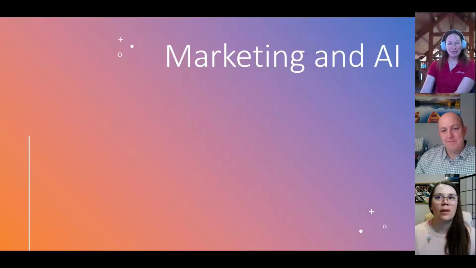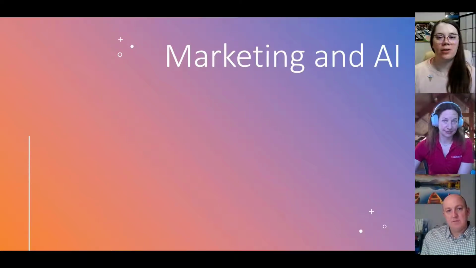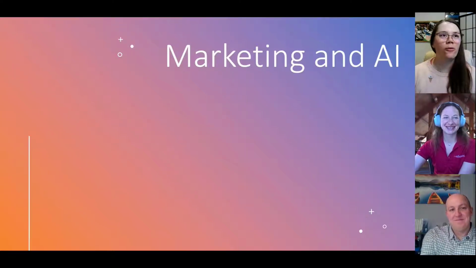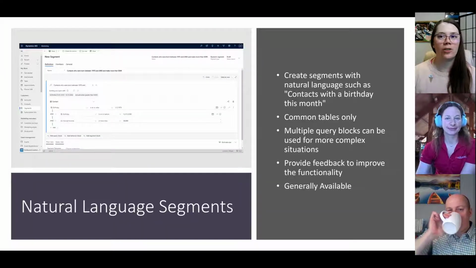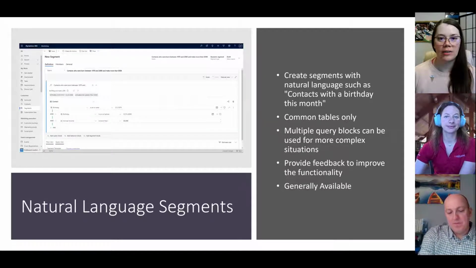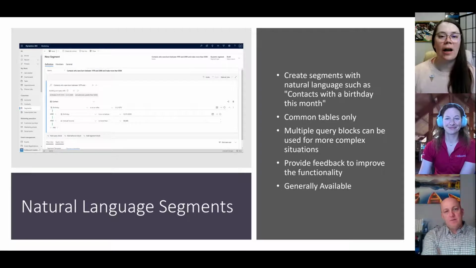All right, Kylie, you're up. Yeah, so I want to talk a little bit about some of the features that involve artificial intelligence, because that's always super cool and interesting to look at. So the first one that we have here is around natural language. So we've seen natural language come up a few places across Dynamics, right? Or across the Power Platform.